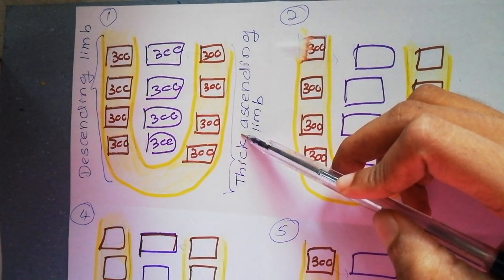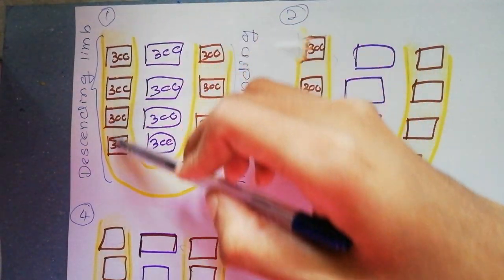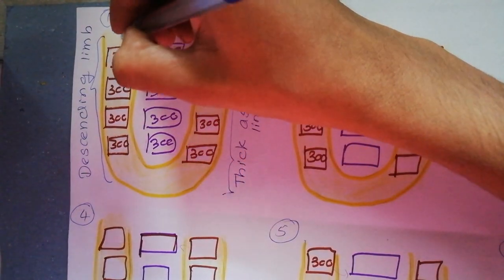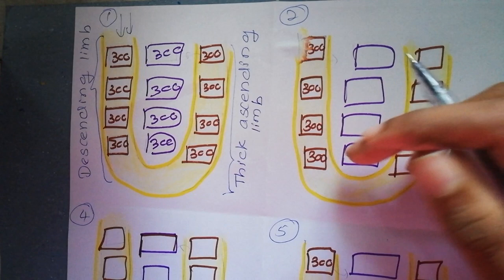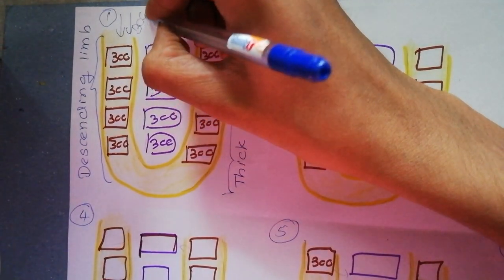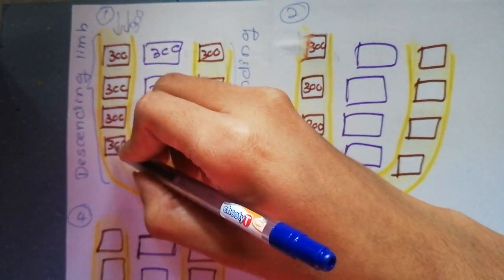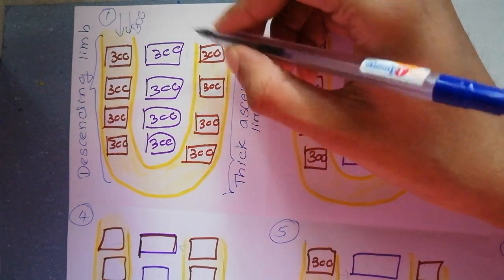That means this represents only the thin part of the ascending limb. Fluid leaving the proximal convoluted tubule, which has 300 milliosmoles per liter osmolarity, enters the descending part of the loop of Henle. First, the loop of Henle is filled with this fluid.